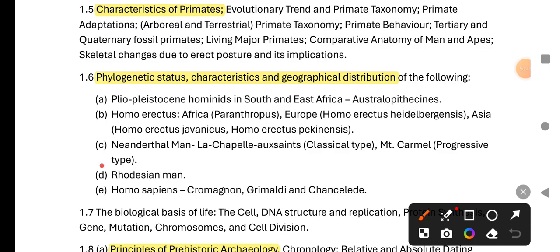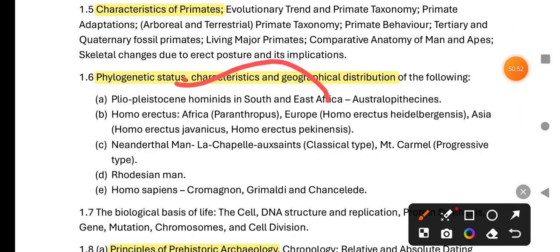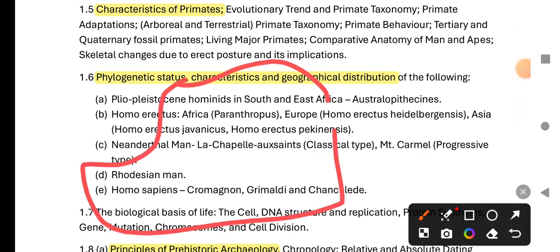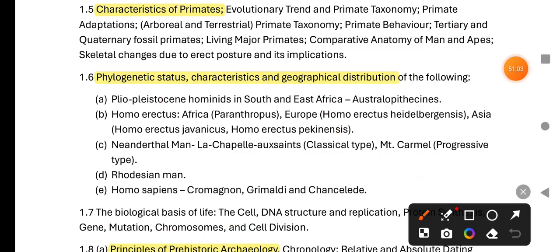This is the skull of an ape. See, this is the skull of an ape, and the skull of Australopithecus is not different from it. So there is a similarity between the Australopithecus skull and apes.